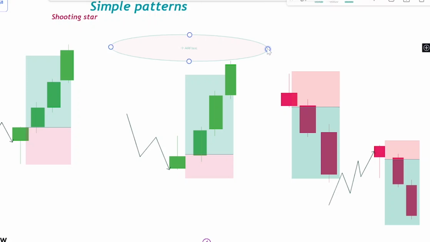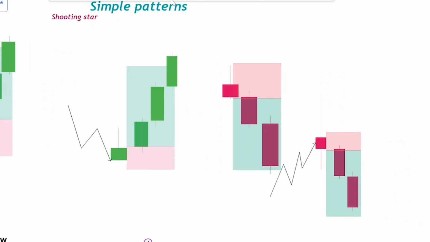So that's how we get a signal from simple candlestick patterns, indicating a buy or sell in the market. So we have a hammer. We signal that the market is going to be changing the direction to the upside, and we also have an inverted hammer. We signal that the market is going to be changing the direction to the upside. We have a shooting star, where we anticipate the market to change the direction to the downside.